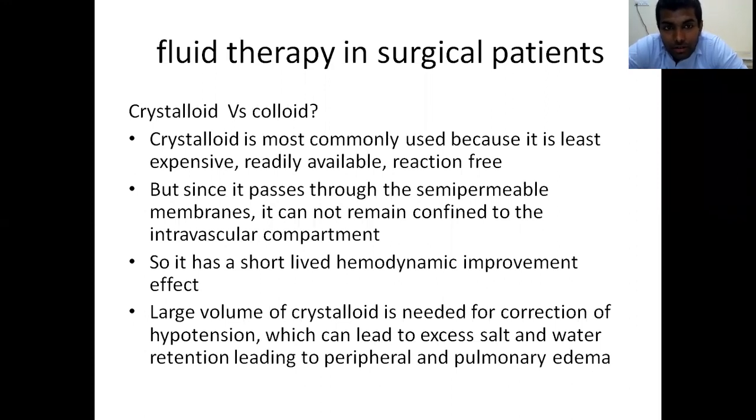What is the crystalloid versus colloid debate? Crystalloids are most commonly used because they are less expensive, they are easily available, and they are reaction free. But since they pass through the semi-permeable membrane, they cannot be confined to the intravascular compartment alone. They have a short-lived hemodynamic improvement effect. Their action is only for a limited time. Large volumes are required for the correction of hypotension. Now, this large volume causes excess salt and water retention, leading to edema.